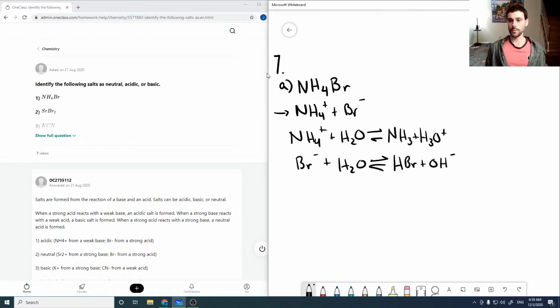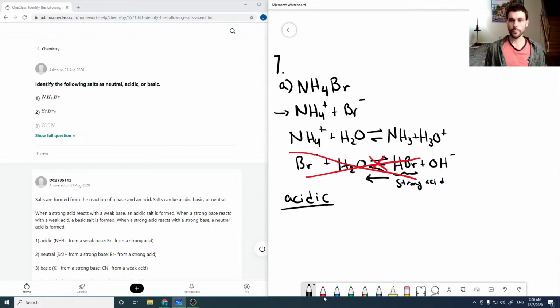But HBr is a strong acid, so this is wrong. And this only goes in that direction. And so because this reaction doesn't occur, then the solution is acidic. Okay? So this salt is an acidic salt.